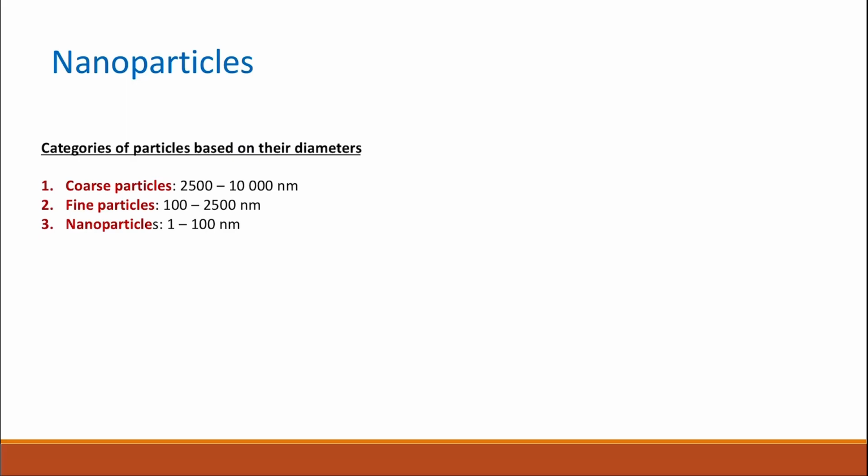I'm going to talk about nanoparticles. When we talk about particles, we can categorize them based on their diameter into three classes. The first one is coarse particles, which have a diameter between 2,500 and 10,000 nanometers. The second class is the fine particles, which have diameters between 100 and 2,500 nanometers.